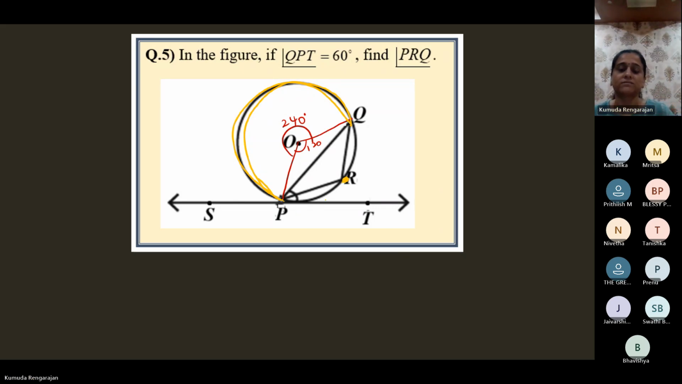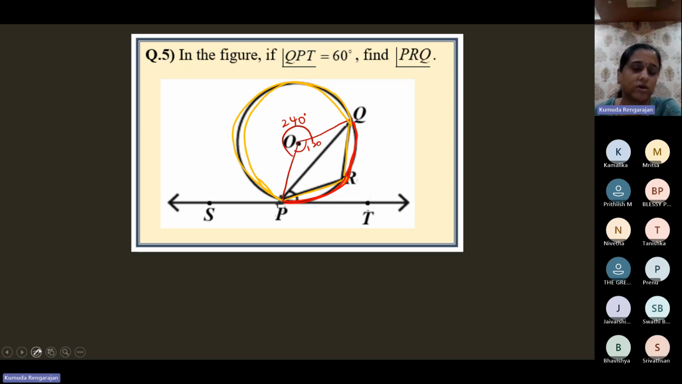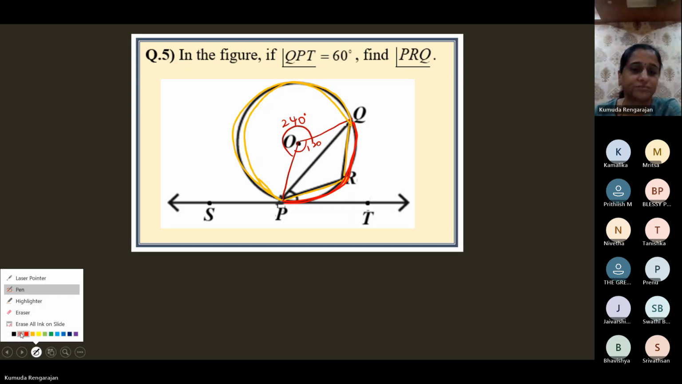The major arc PQ subtends angle PRQ at the point R on the remaining part. This is the remaining part of the circle, because that yellow thing is the major arc. So this red one is the remaining part of the circle, and you can see R on the remaining part of the circle. So the same arc PQ subtends PRQ.